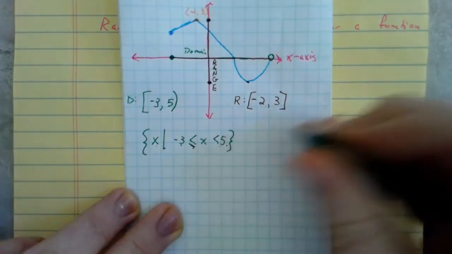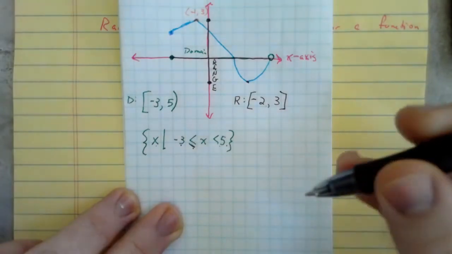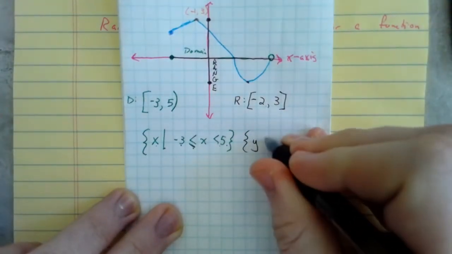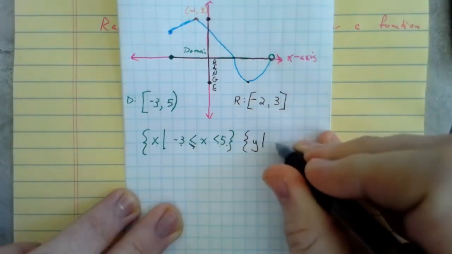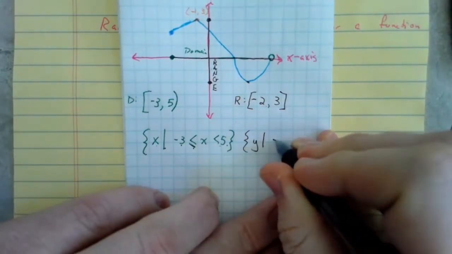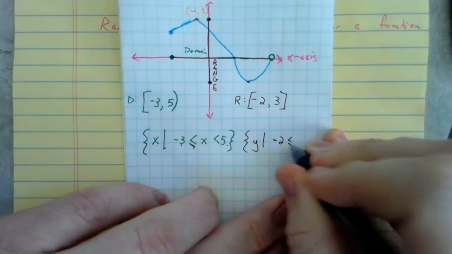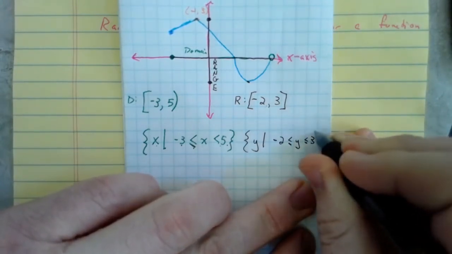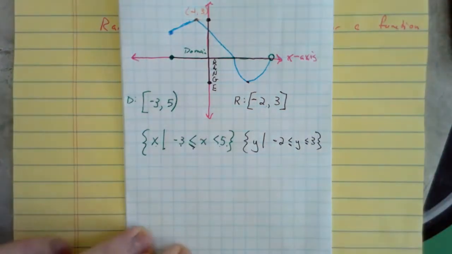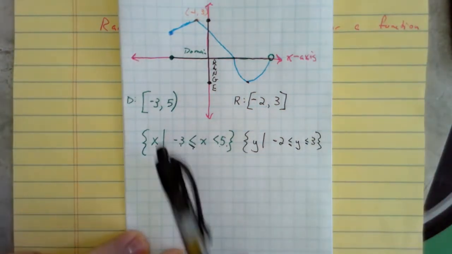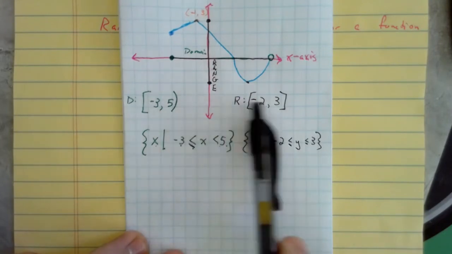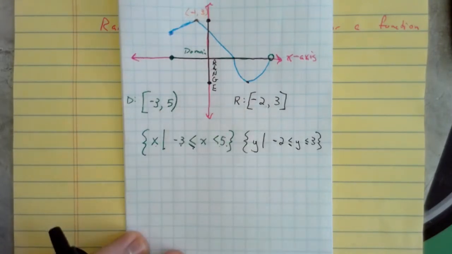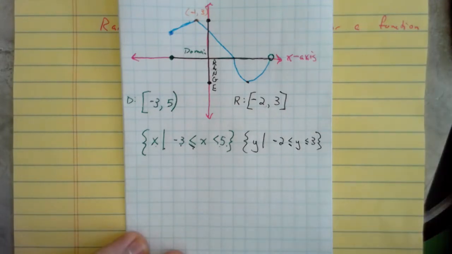And then if we follow that same notation for our range, it will be the set of Y such that -2 is less than or equal to Y, less than or equal to 3. Okay? So we have two notations here. Up top we've got our interval notation, and on the bottom we have our set notation. So try to get used to those two notations.